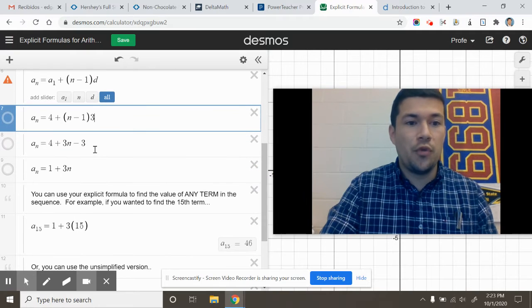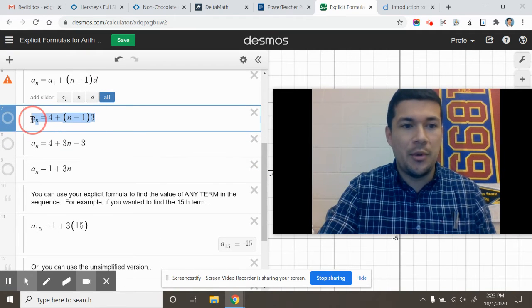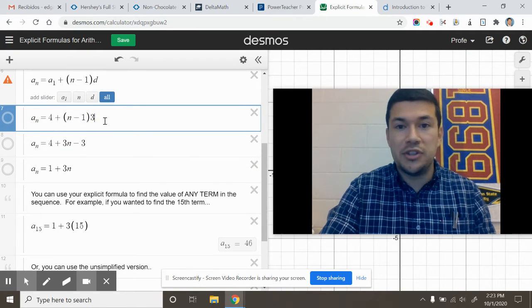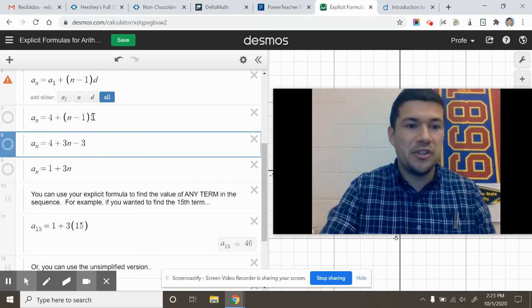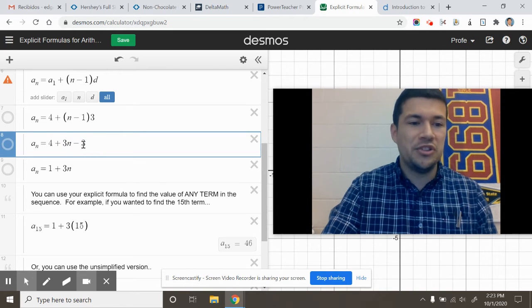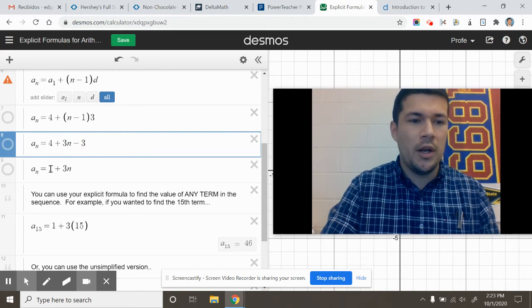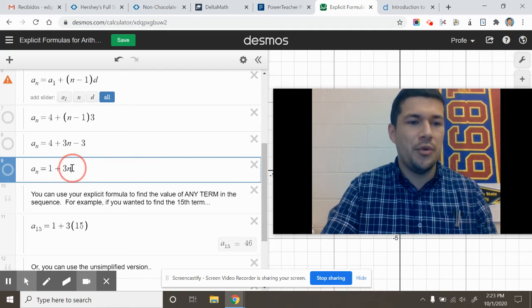Some problems will ask you for the explicit formula, and you're done right there. That's fine. Other problems will ask you to simplify it. So let's simplify. I'm going to distribute the 3 to the n minus 1. So I get 3n minus 3. And I've got 4 plus 3n minus 3. I can simplify 4 minus 3 as 1. So this is really 1 plus 3n.